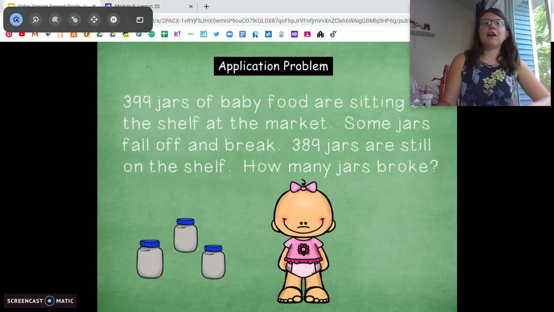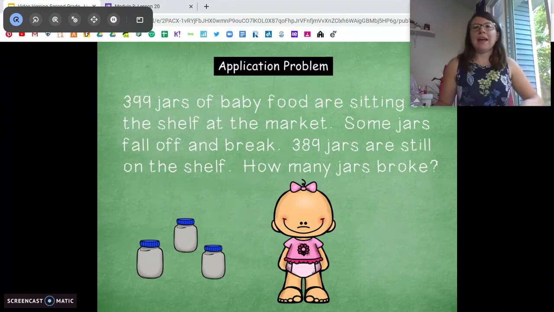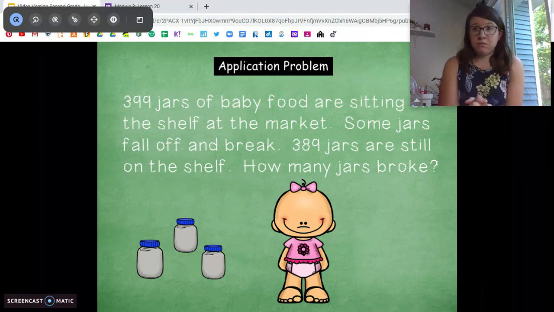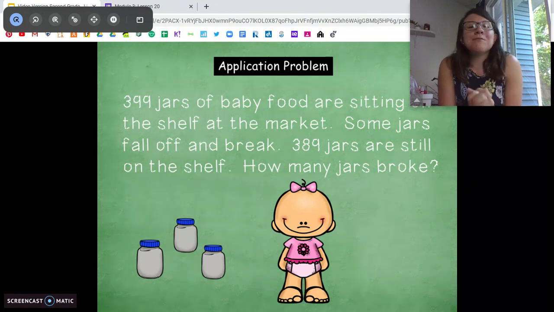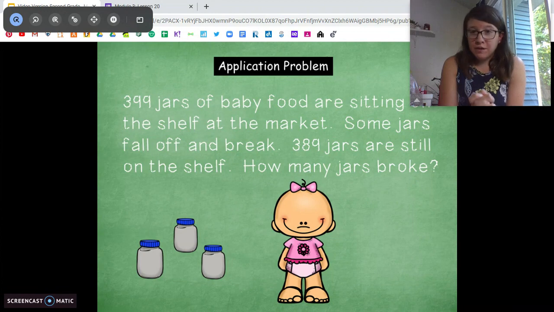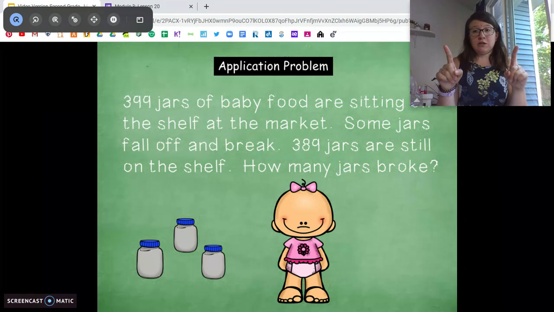Ready? All right, we're starting off with our application problem today. Here we go. It says 399 jars of baby food are sitting on the shelf at the market. A lot of baby food. Some jars fall off and break. 389 jars are still on the shelf. How many jars broke? Don't tell me the answer.